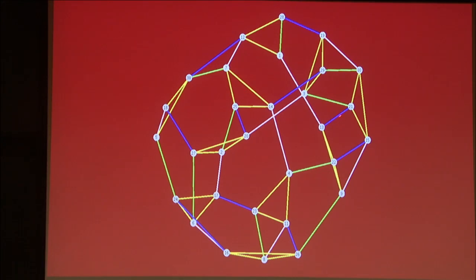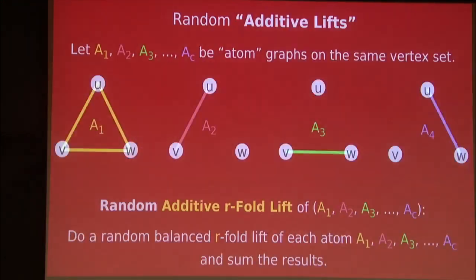So you see the 10-fold lift here consists of 10 yellow triangles. What's going on here is there's actually a parallel edge, so the computer drew the green one on top of the yellow one. You have these 10 disjoint triangles, and then at each vertex, you have a pink edge and a blue edge coming out, or a blue edge and a pink edge coming out, etc. So it looks like this degree four graph in which every vertex participates in a triangle. Okay, so this is a way to generate non-tree-like or non-locally tree-resembling big graphs from some base graphs.